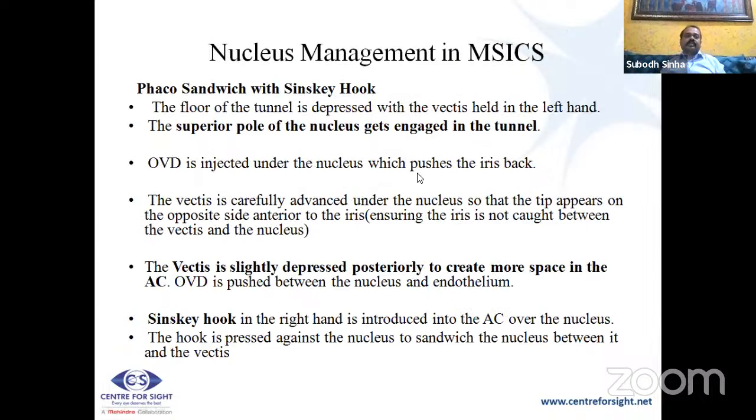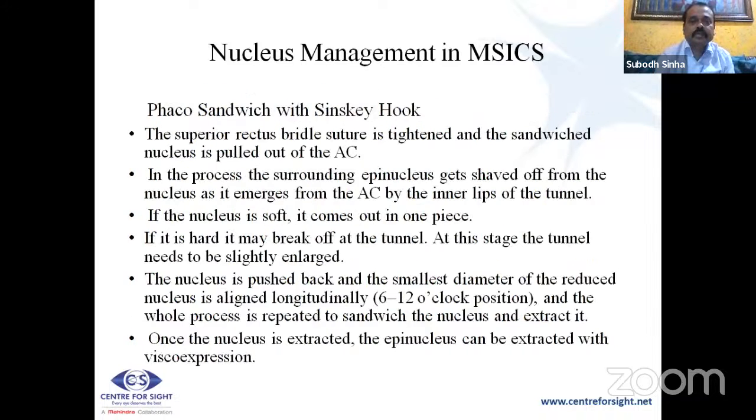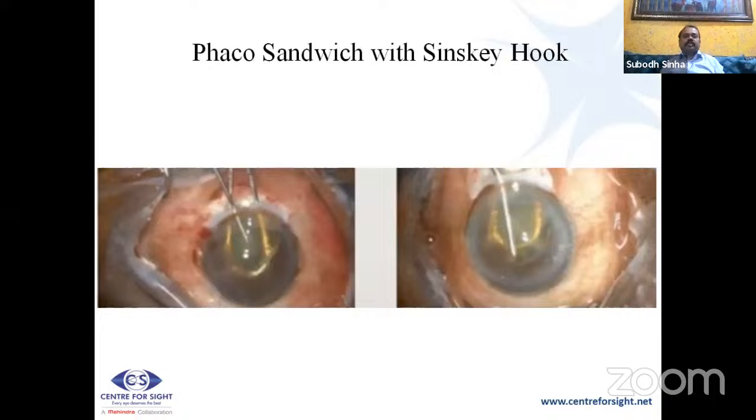Then another technique is the phaco sandwich with a Sinskey hook. You can put the vectis behind the nucleus and engage it with the Sinskey hook. So it's a kind of modified sandwich technique. You are supporting the nucleus both behind and anteriorly. Here your vectis is behind the nucleus, your Sinskey hook is in front of the nucleus. Use plenty of viscoelastic, particularly in this type of technique, so that your endothelial damage is less.